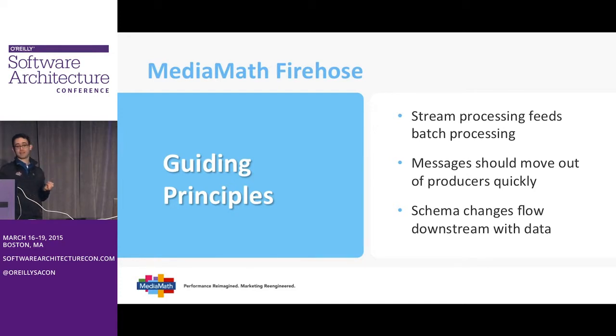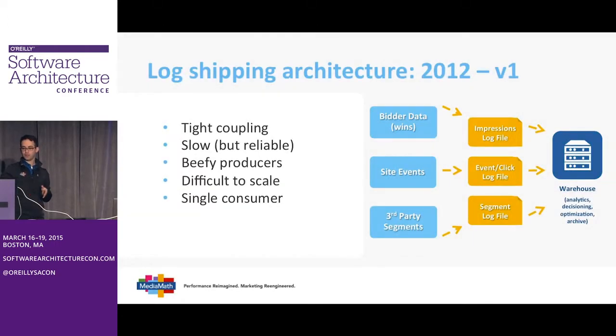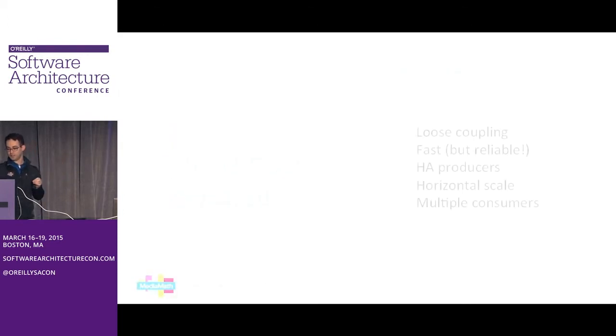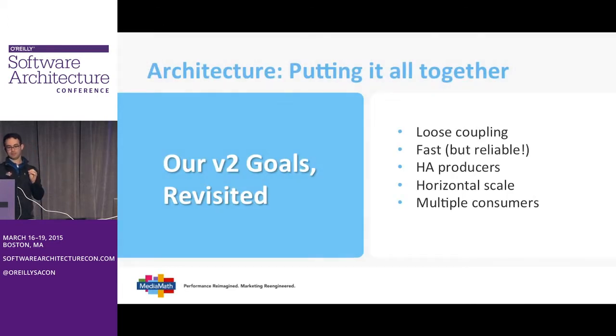So again, the guiding principles from before, just as a reminder, because I'm going to jump right in. Stream processing feeds batch processing. Messages should move out of producers quickly, and schema changes flow downstream with the data. Just keep these in mind as we go into the Firehose. Where we were before, very batch, very difficult to scale. Where we wanted to go, loose coupling, highly available producers, multiple consumers.